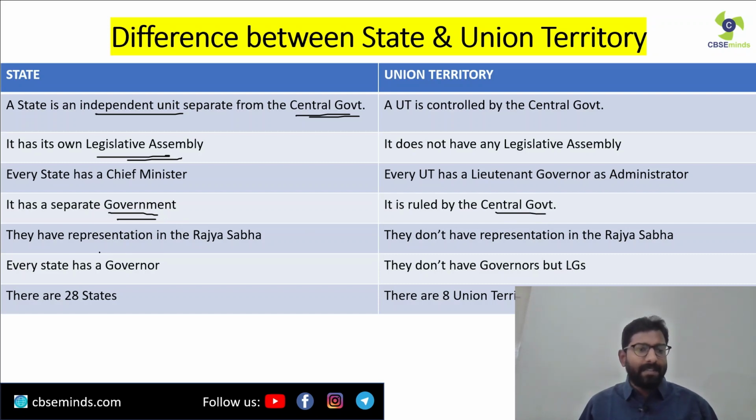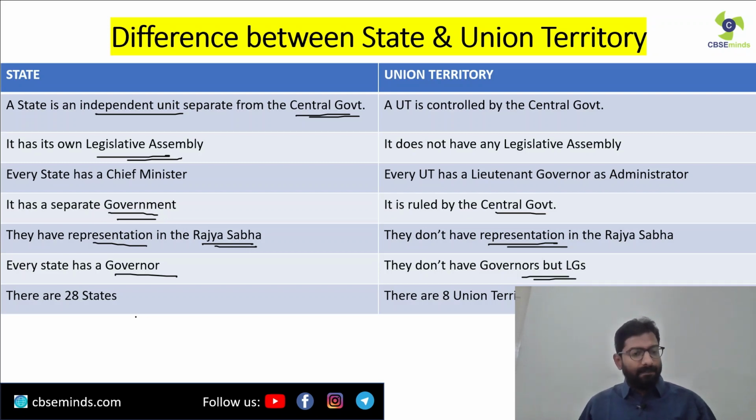Point number 5, the states have got representation in the Rajya Sabha, but talking about the union territories, they don't have representation in the Rajya Sabha. But again, I would like to remind you that there are certain exceptions over here as well. Like for example, in the case of Delhi, Puducherry and Jammu and Kashmir, these 3 union territories are having representation in the Rajya Sabha as well, clear? Next point, every state has got a governor. On the other hand, they don't have any governors, but they have lieutenant governors, clear?